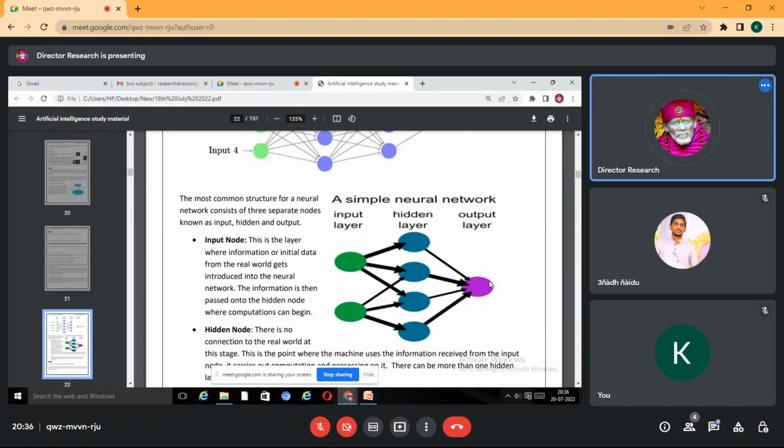Input node. This is the layer where the real world gets introduced to the neural network. Here I am highlighting the points in a practical oriented manner, from my practical experience. That's why please treat each and every point very carefully.